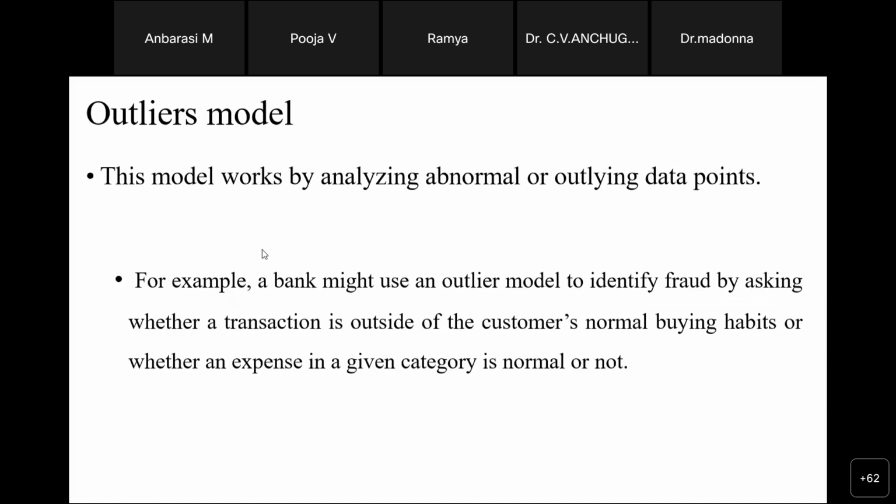And then the outlier model. This model works by analyzing abnormal or outlying data points. Here, an outlier is a data object that deviates from the rest of the objects, or simply, if I want to say error data, we can call it an outlier.